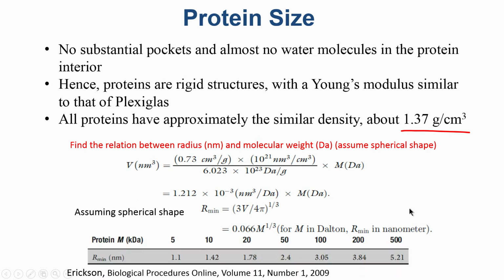If you do this calculation for various things, what you will find is that a protein with a molecular weight of 5 kilodalton has a radius of about 1.1 nanometer, and even if you increase the molecular weight by almost 100 times to 500, the radius only increases a little bit to 5.21, and that is because the relation is on the cube root.